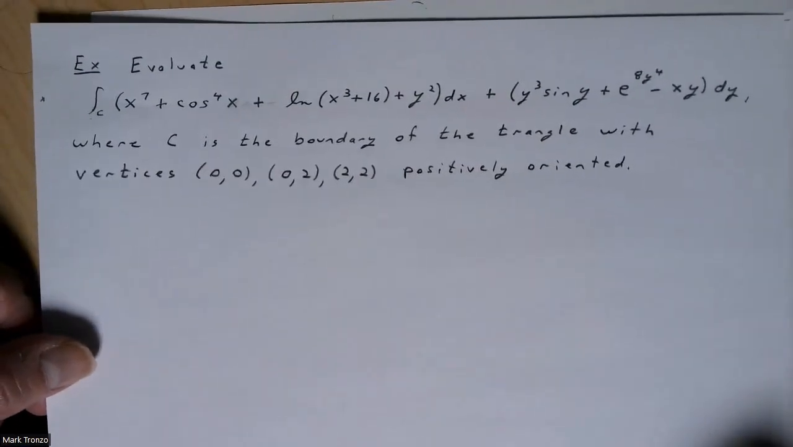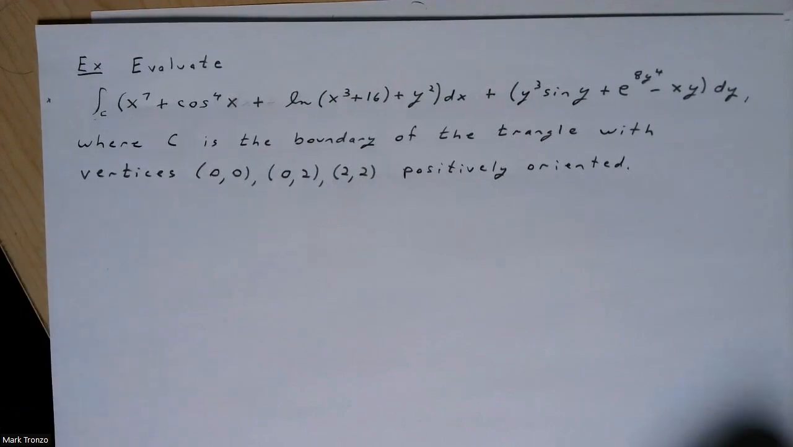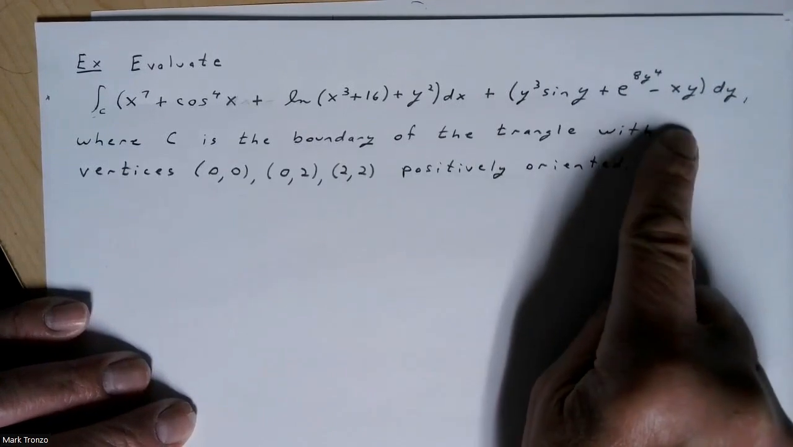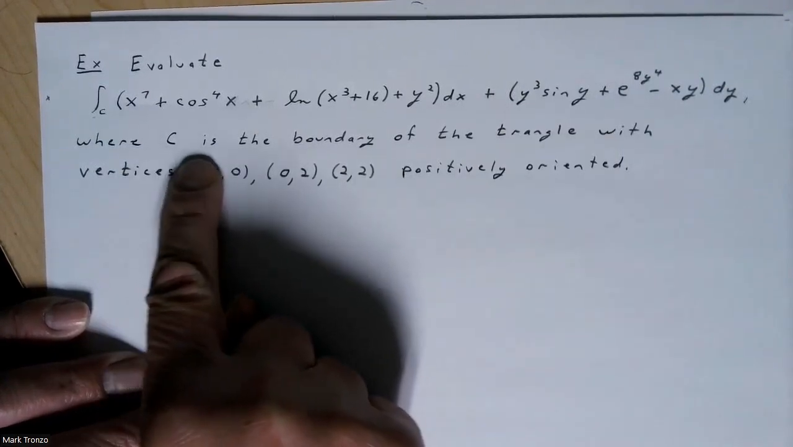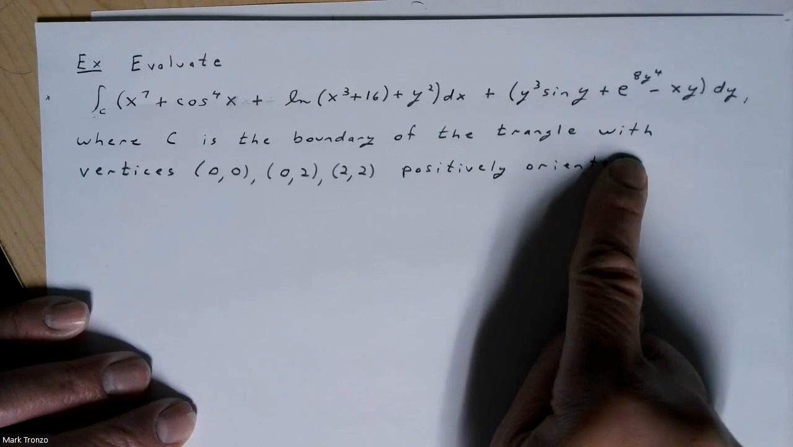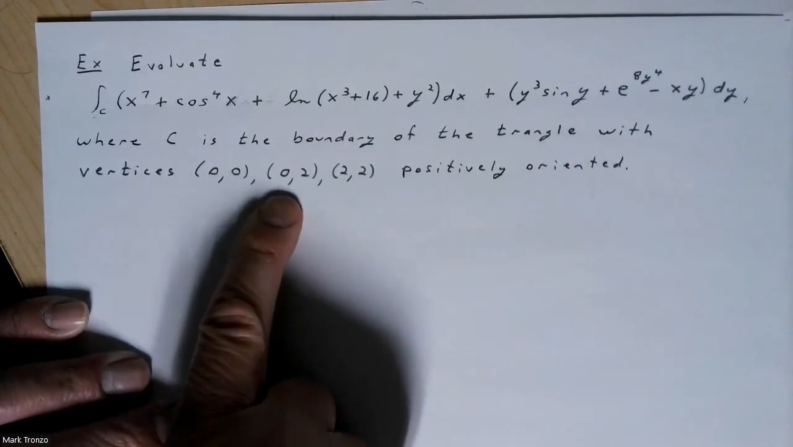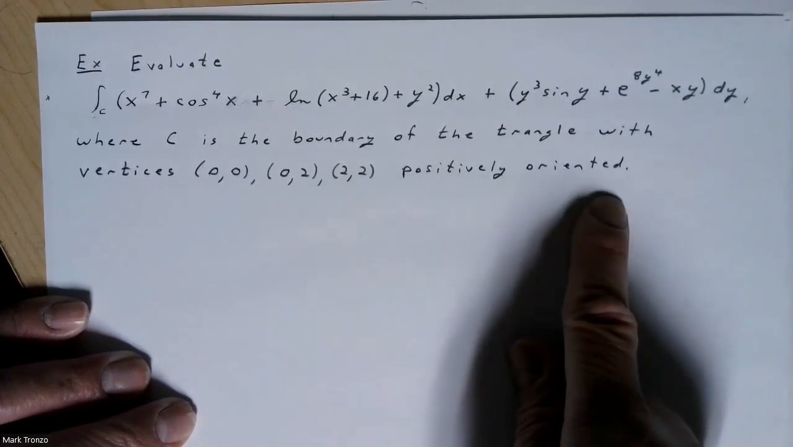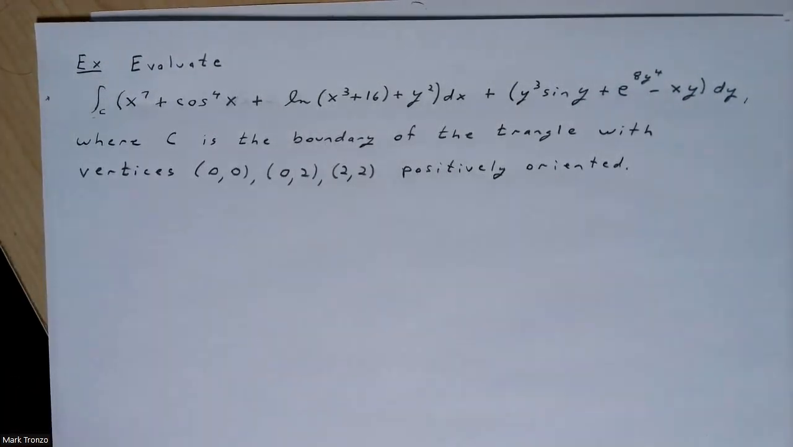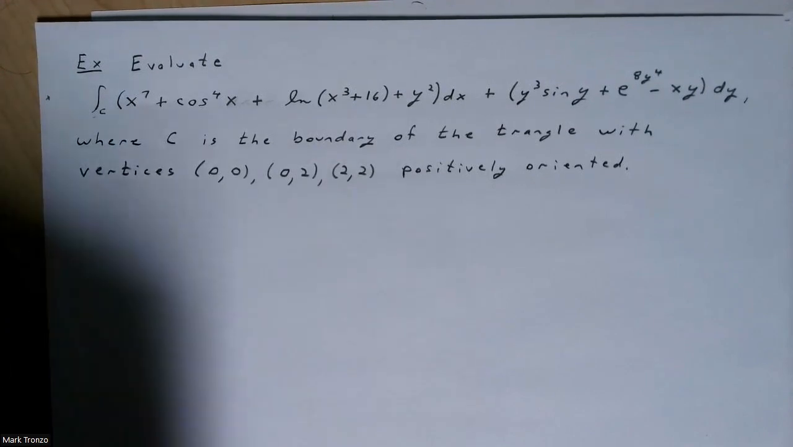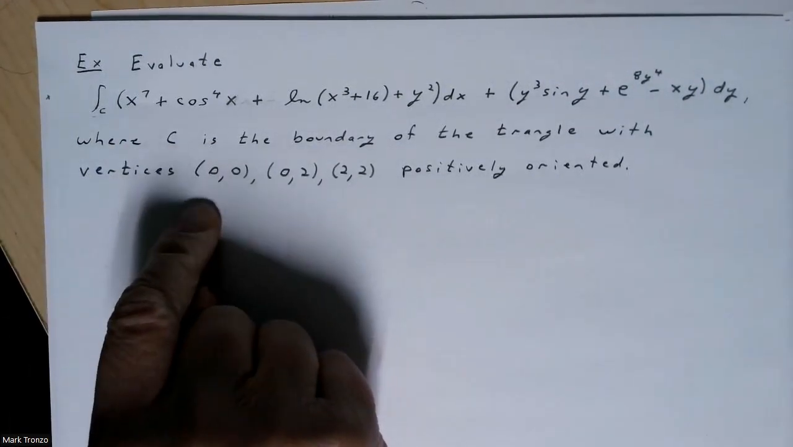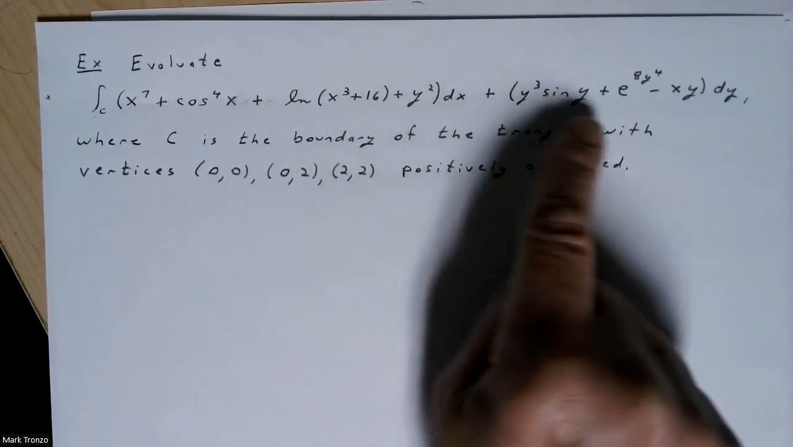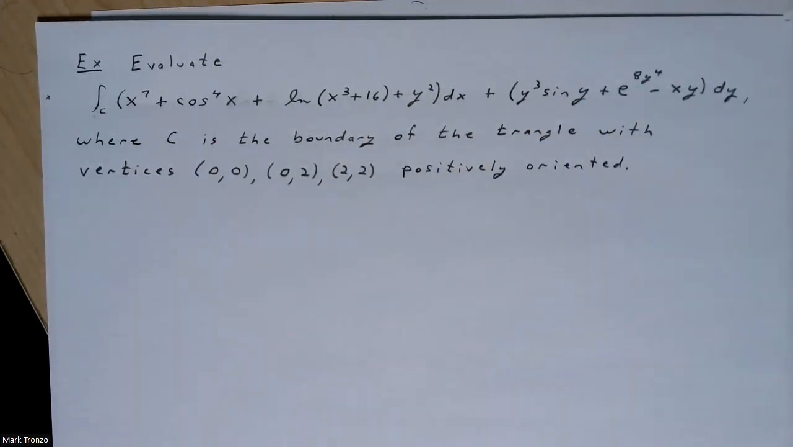Next, let's take a look at this problem. We're asked to evaluate this line integral over the curve C, where C is the boundary of the triangle with vertices (0, 0), (0, 2), (2, 2), and we're told it's positively oriented. Now, if we were to do the line integral directly, it would get really, really messy because look how bad these functions are. So we'll try Green's theorem.